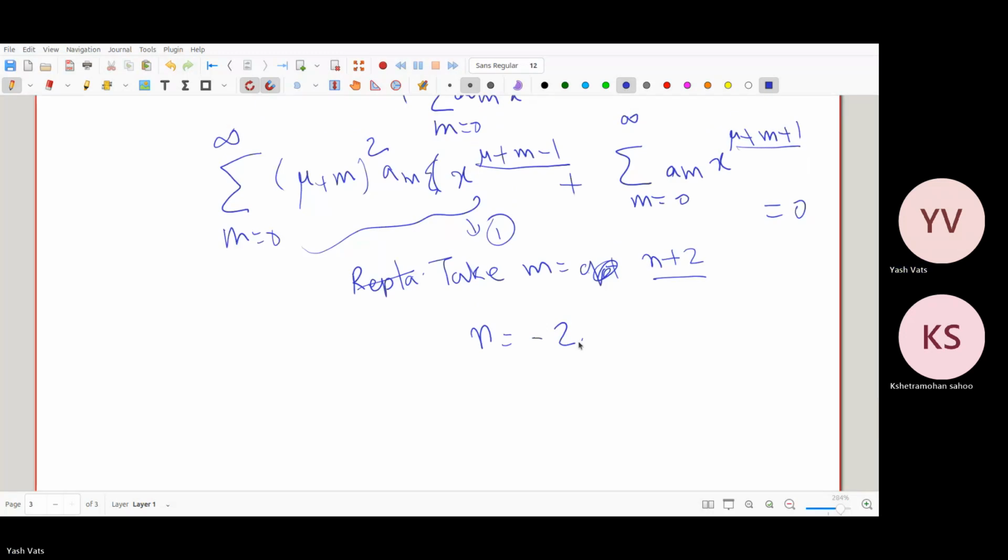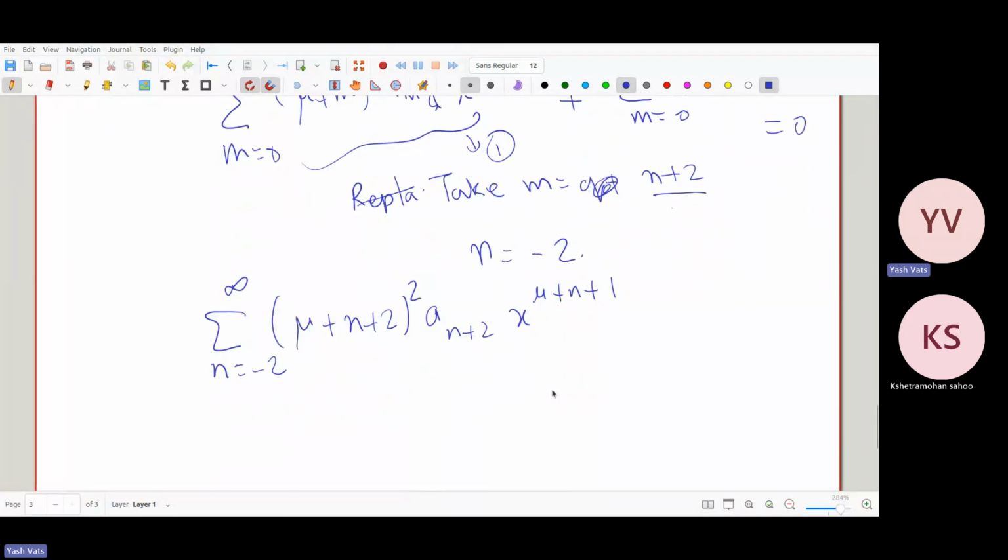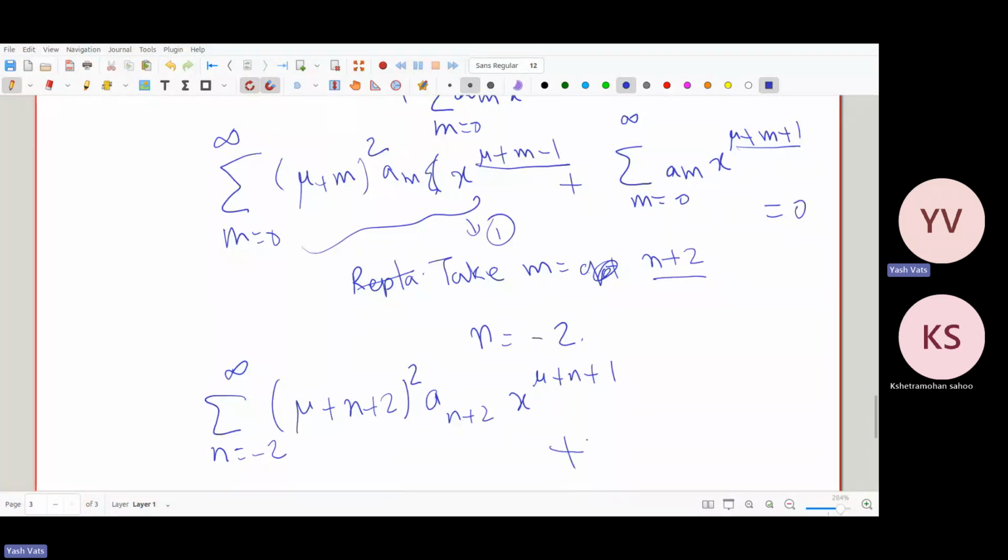Or if you take here, then it just starts from m equals 0, so mu plus 1. If you take n plus 2, then it will cancel out. So overall, it will be n equals minus 2 to infinity, mu plus m is n plus 2, so mu plus n plus 2 square a_{n+2} x to the power mu plus n plus 1. So that will give you this thing, plus summation m equals 0 to infinity a_m x to the power mu plus m plus 1.